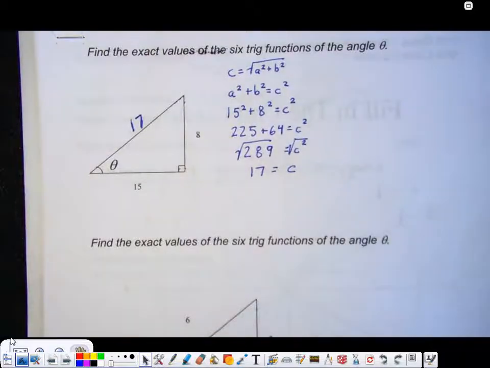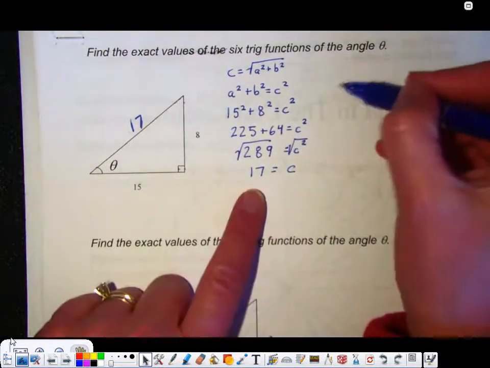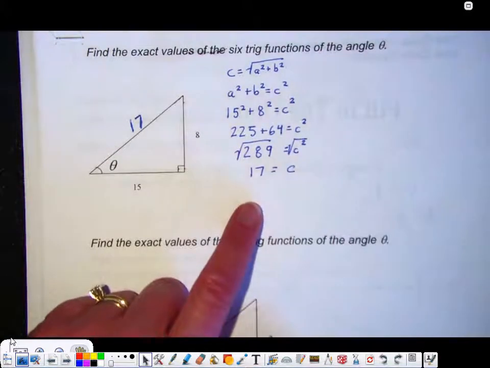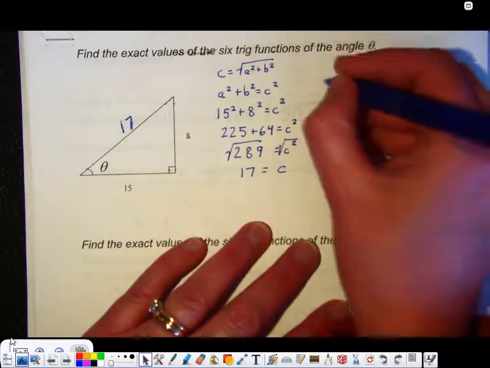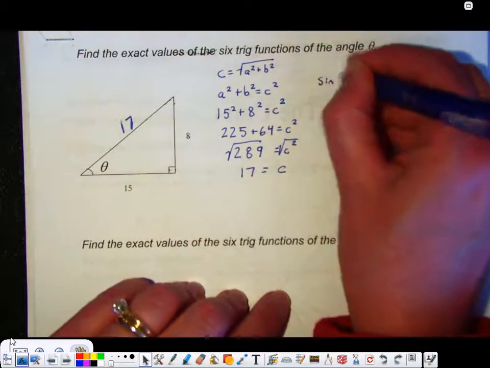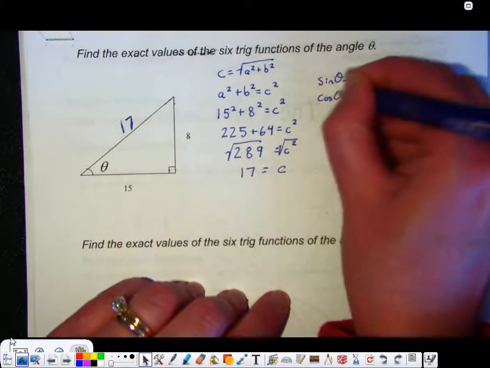I mean, 3, 4, 5 I remember, but so once you know that, we're really just going to be doing the same thing we did before. The only thing is it's going to be easier because I don't have to rationalize anything. There are no square roots in this one. They're all perfect. So I kind of am regretting taking up that much room. Oh well. Sine, cosine, tangent.